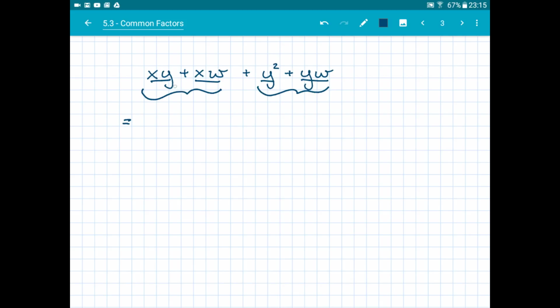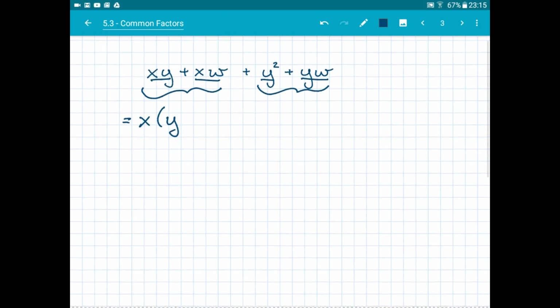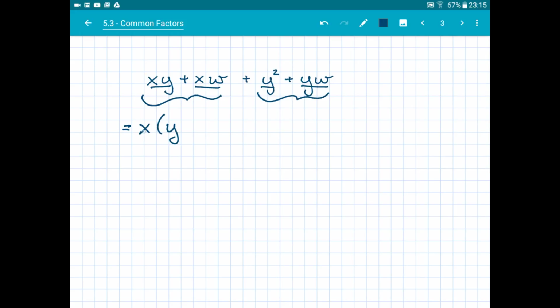So in the first set, they both have an x. So I'm going to factor out the x. What would I need to multiply the x by to get back xy? Well, I'd need to multiply by y. What would I need to multiply the x by in order to get xw? I'd have to multiply by w. Likewise here, I'm going to take out a y. What would I need to multiply y by to get y squared? y. What would I need to multiply y by to get yw? A w.